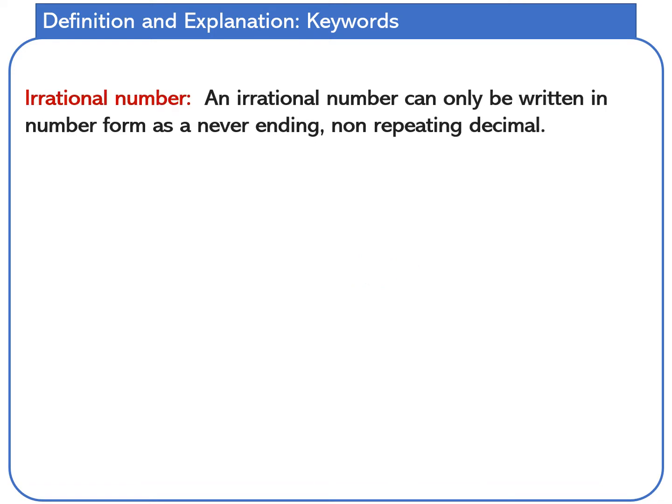An irrational number can only be written in number form as a never-ending, non-repeating decimal. So probably the most famous example of that is pi. We kind of round that to 3.14, but it's 3.14159, and it goes on forever. We can't write it exactly as a fraction or anything else.